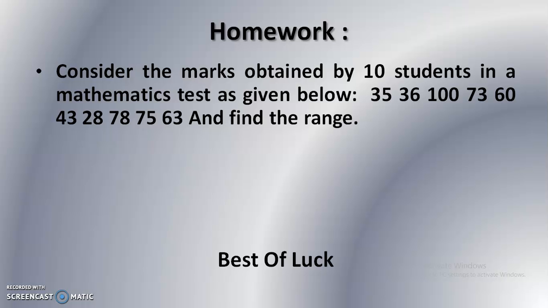Now go to next. It's homework time, and the question is: consider the marks obtained by 10 students in a mathematics test as given below: 35, 36, 100, 73, 60, 43, 28, 78, 75, 63, and find the range. So now you know what you should do. First of all, arrange in ascending order, then find the highest value and lowest value, and after that find the difference between them. That is called range.